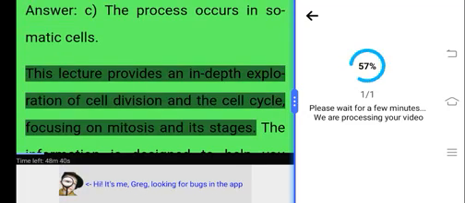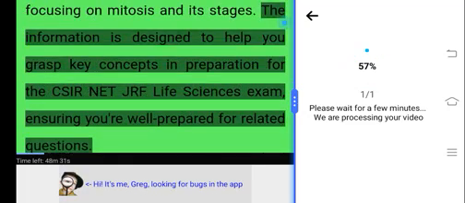This lecture provides an in-depth exploration of cell division and the cell cycle, focusing on mitosis and its stages. The information is designed to help you grasp key concepts in preparation for the CSIR NET JRF Life Sciences exam, ensuring you're well prepared for related questions.